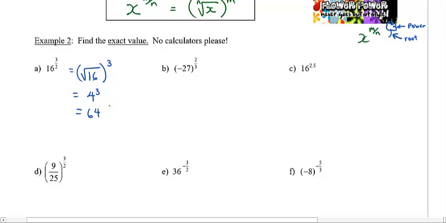Now, once again, you could have done it the other way. You can cube it first and then take the square root, but that's just a big number. Let's not go there.